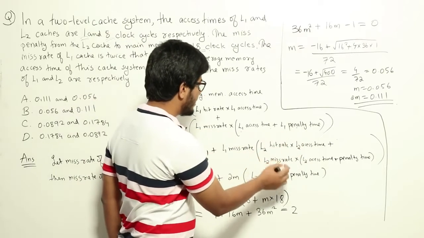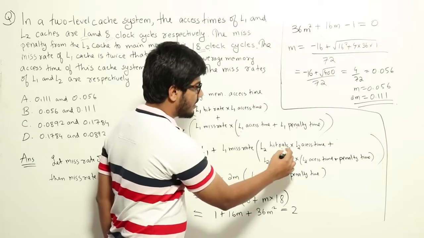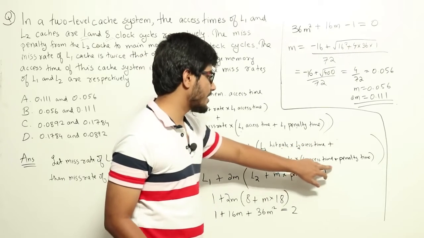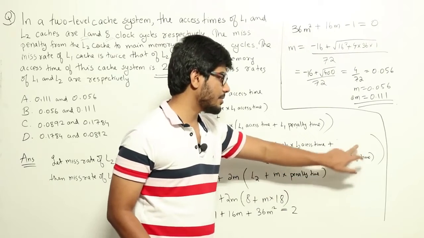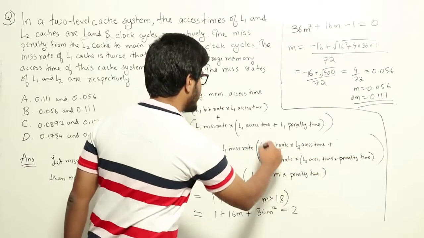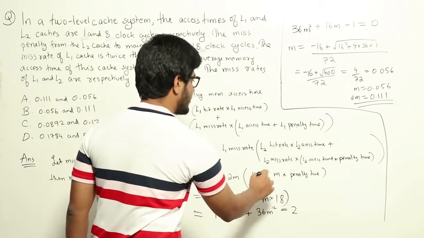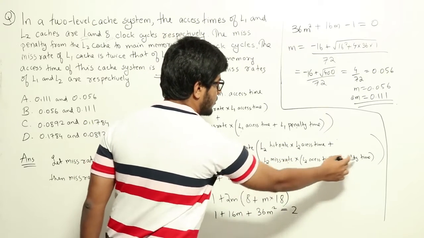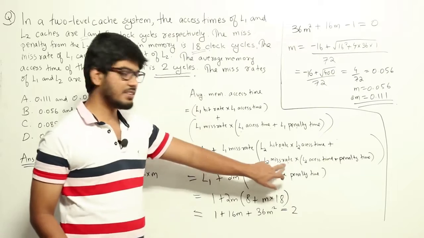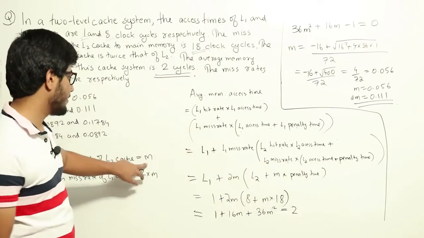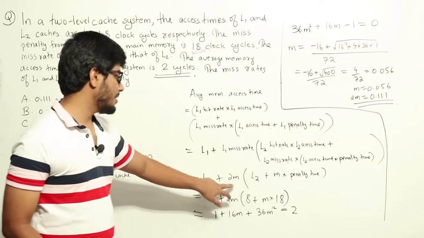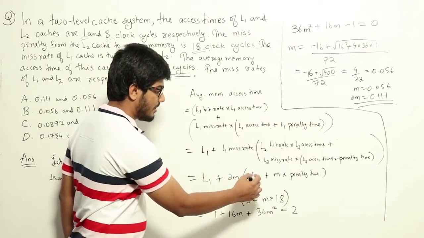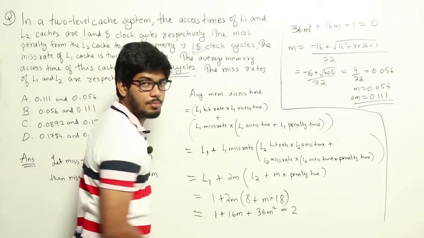The time would be just like we wrote here, L2's hit rate into L2's access time plus L2's miss rate into L2's access time plus penalty time. Now this is the penalty time for going to memory. Now this part we can rewrite as L2 just like we did here plus L2's miss rate into penalty time. Now L2's miss rate is m, we wrote here, and L1's miss rate will be 2m. So this equation we can write as L1 plus 2m into L2's access time plus m into penalty time.